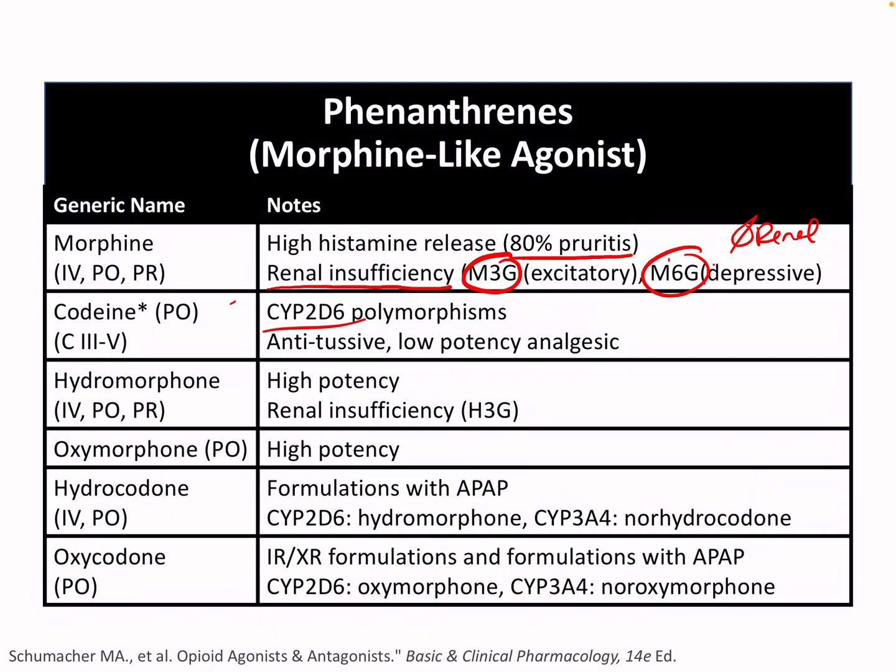This occurred in some children who were fast metabolizers, and for that reason, it's not used anymore as an antitussive in children. Because it has low potency analgesia, it's a controlled C3 to C5 substance as opposed to the rest of these, which are C2s.